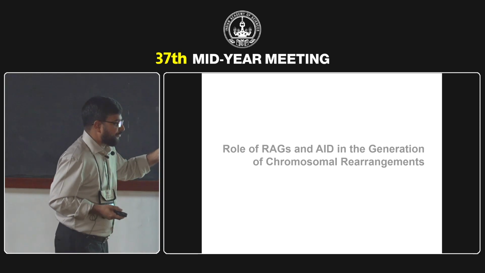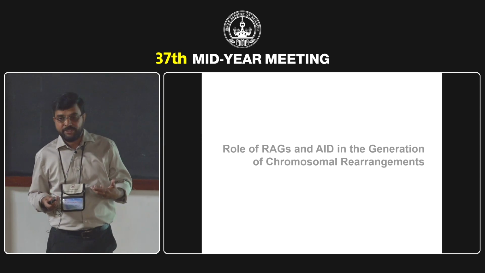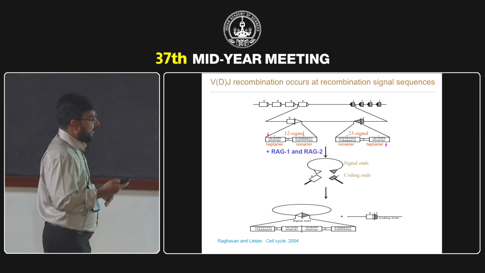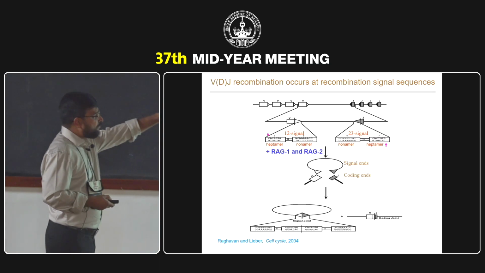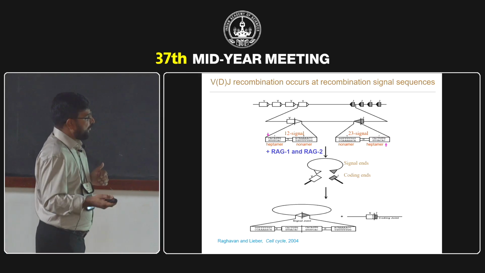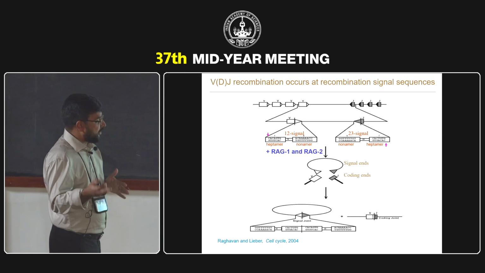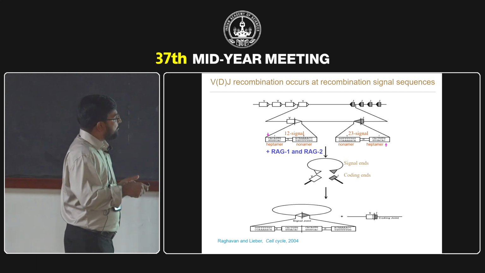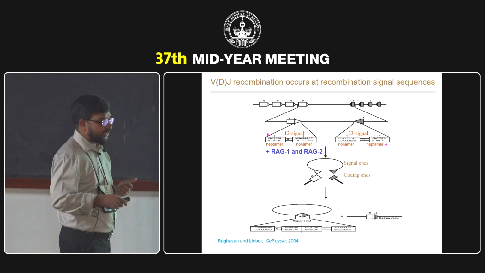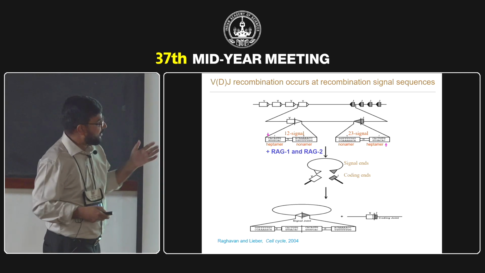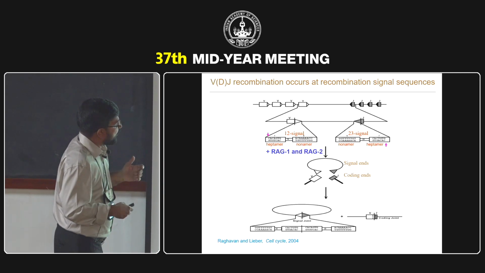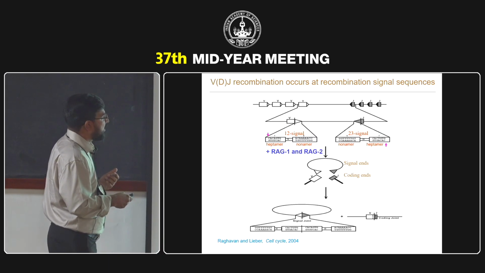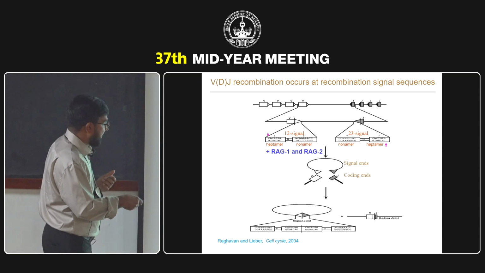Maybe in another three to four minutes, I'll talk a little bit about this new property we discovered about RAG as well as AID. This is what happens normally during VDJ recombination in our B and T cells to ensure immune diversity. The enzymes RAG1 and RAG2 act as a dimeric complex and bind specifically to recombination signal sequences. These are conserved sequences, which is why this process is also called site-specific recombination, because it specifically cleaves at the 5' end of the heptamer. Then there is also a monomer in both these cases.